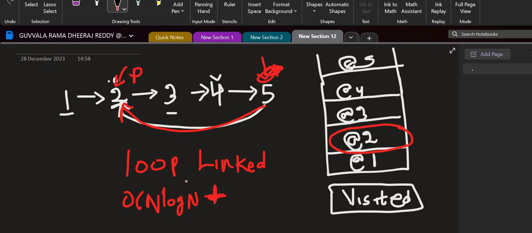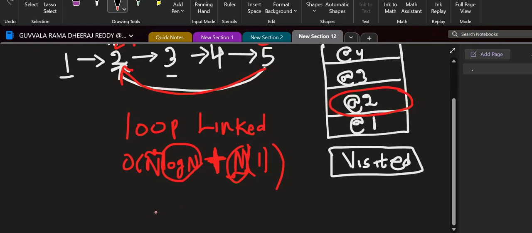We are searching in a hash set, right? We are checking whether this node is there in the hash set or not. For checking, it will take log n time and it is executing n times, so n log n. After checking, we are also doing the insertion. Each insertion takes order of one time in a hash set, and it is also happening n times.